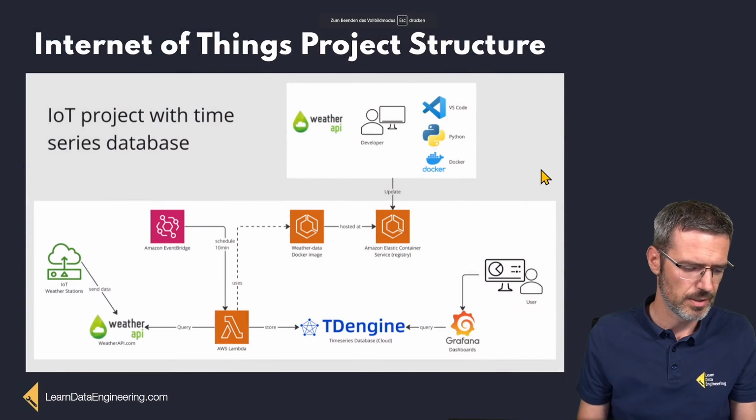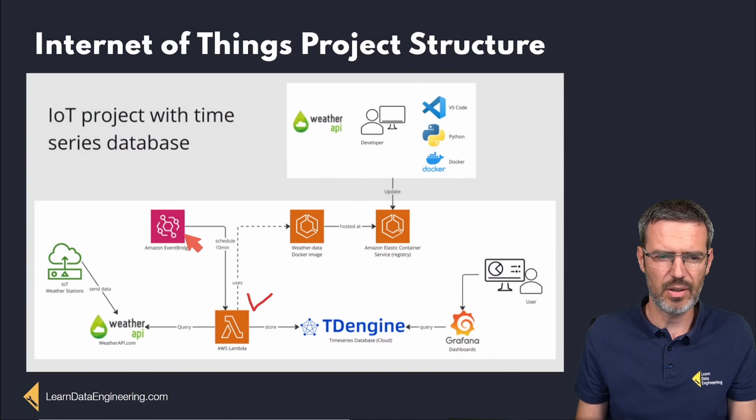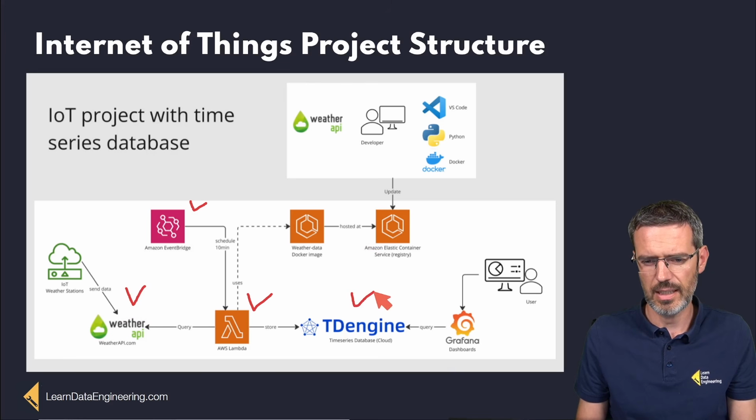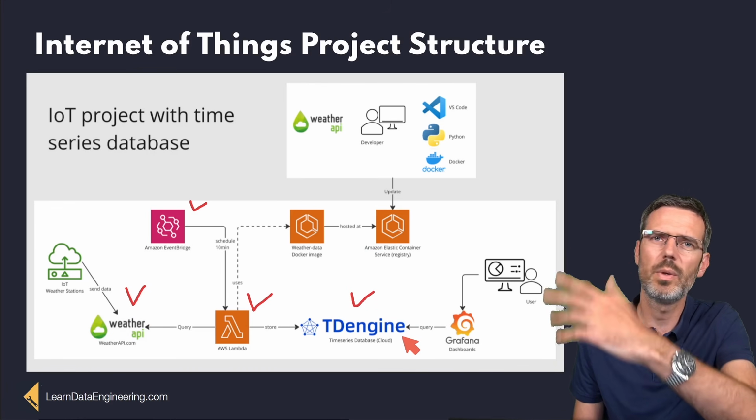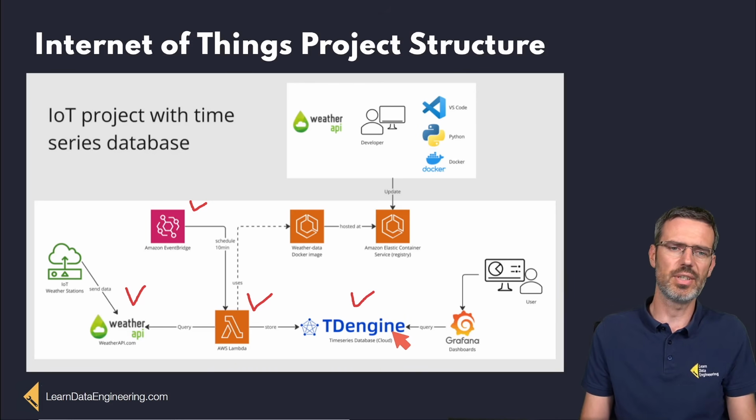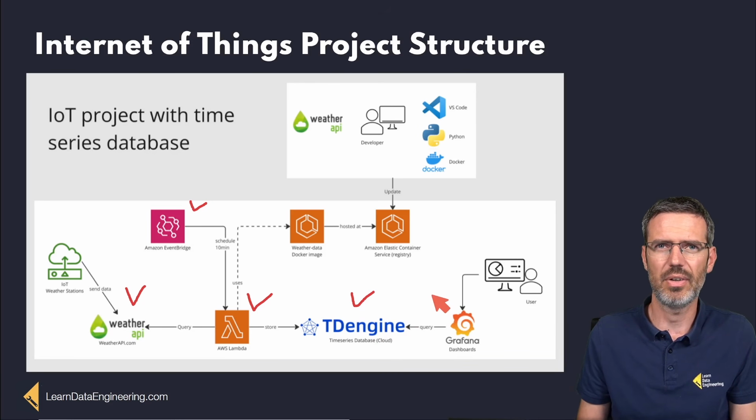With that, what is left? Let's quickly go back to our overview here. So we now have our Lambda function, it's scheduled, it's uploaded, we get the weather data, we put it into TDengine. All we need to do is just set up our dashboard. And that's also very simple. We are going to set up a Grafana dashboard.